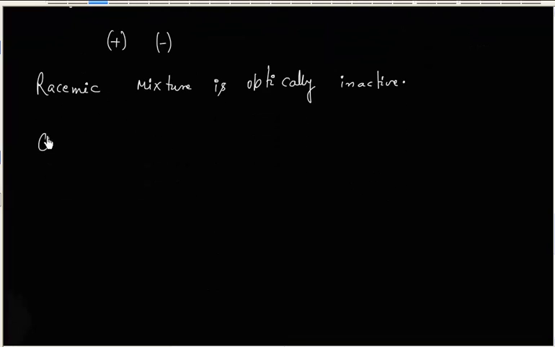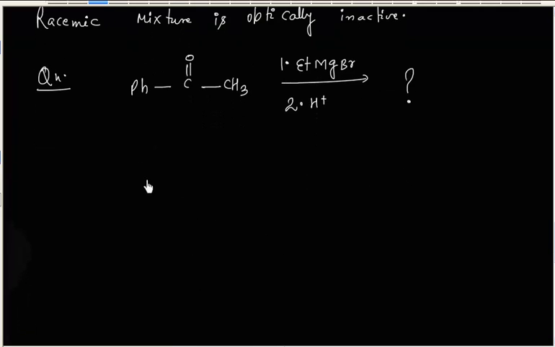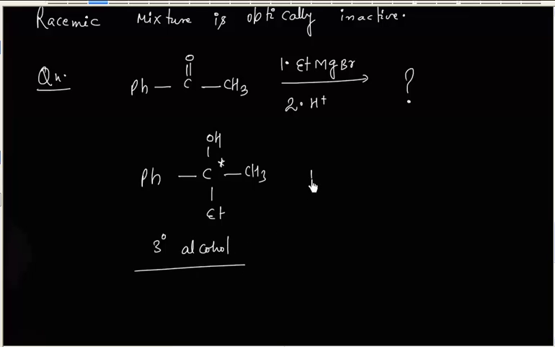We can ask a question here. Let us say if I have a ketone and if this reacts with EtMgBr, and further we do acidification, what products will we have? Once again we will have an alcohol, and this time we will have a 3 degree alcohol. And we will have a racemic mixture because both products will be formed in equal amount.